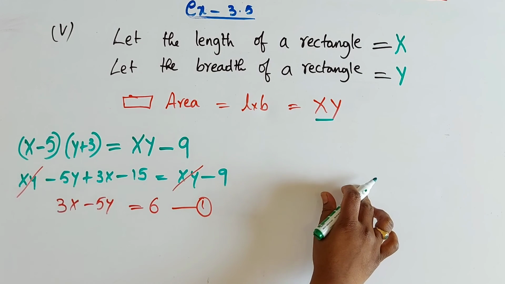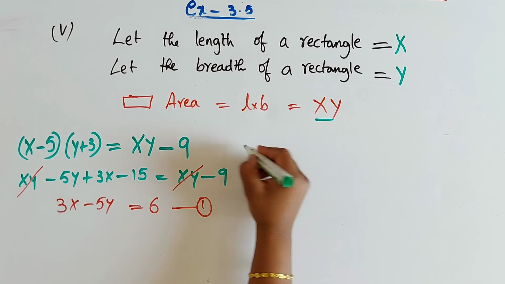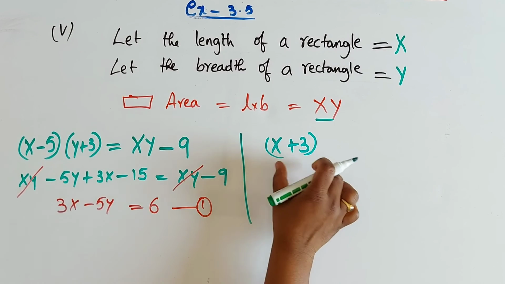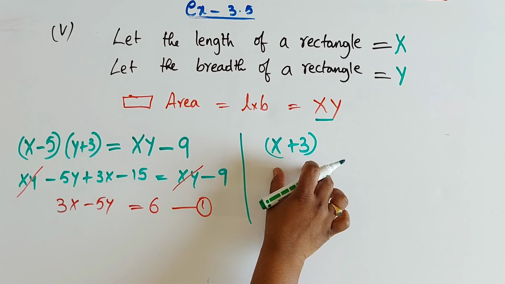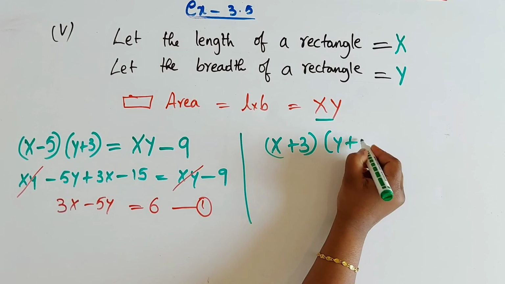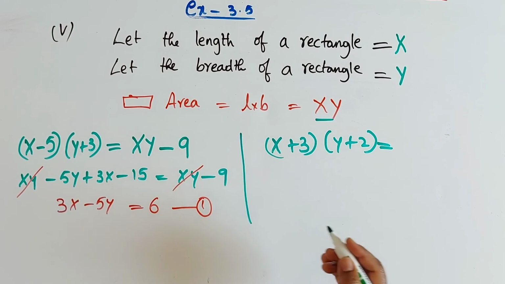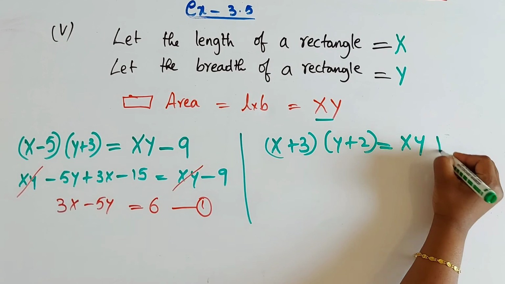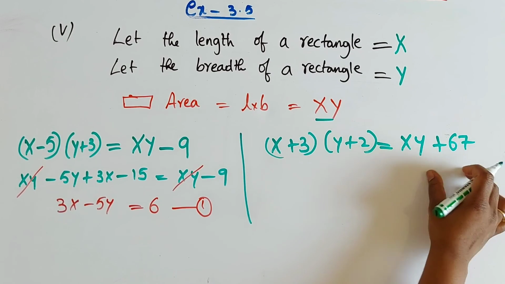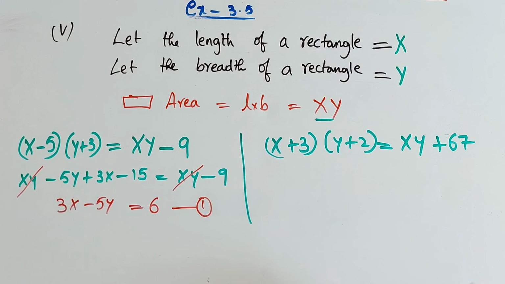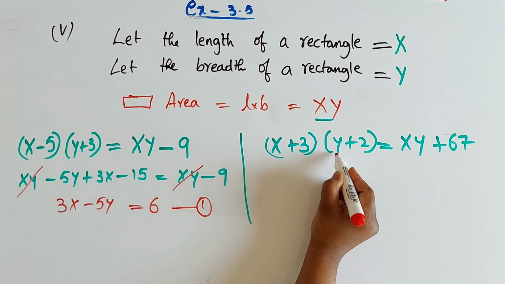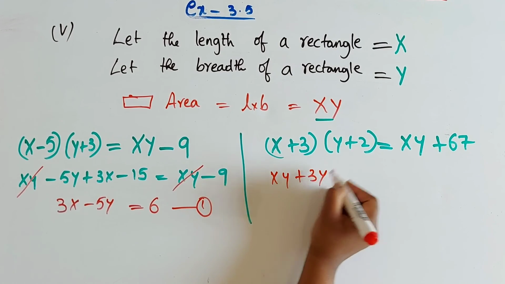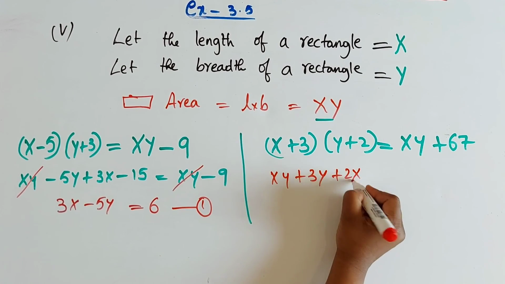If we increase length by 3 units, that means length means x plus 3. Increase length by 3 units and breadth by 2 units. So y plus 2. Then the area means xy is increased by 67 square units. That means xy plus 67. This is the second statement, children. Let us solve this one also. Multiply with y. Xy here, y into 3, plus 3y. Now with 2, plus 2x.